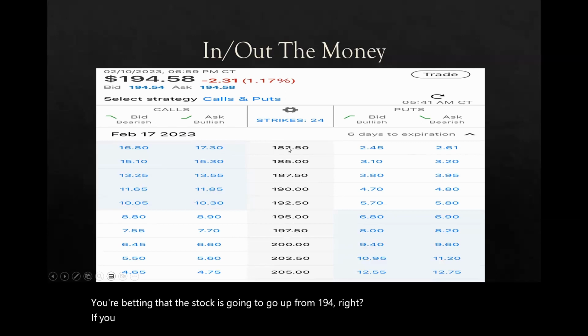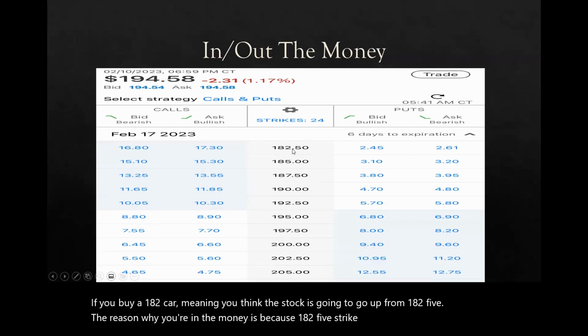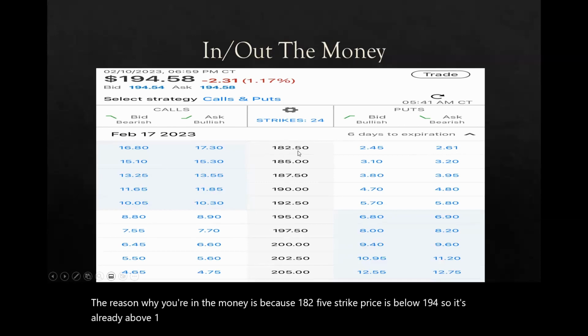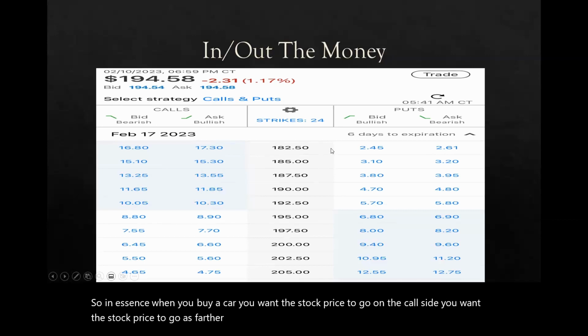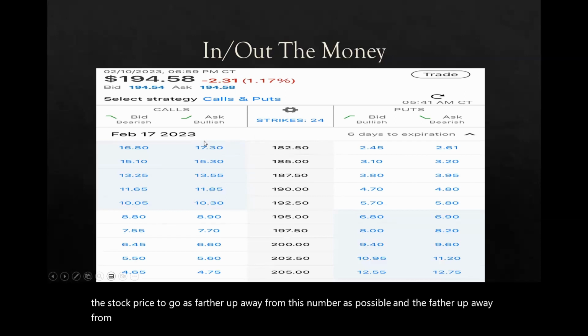If you buy a 182 call, meaning you think the stock is going to go up from 182.5, the reason why you're in the money is because the 182.5 strike price is below 194. So it's already above 182.5. In essence, when you buy a call, you want the stock price to go up, as far away from this number as possible. And the farther up away from this number on a call option, the more money your contract is worth.